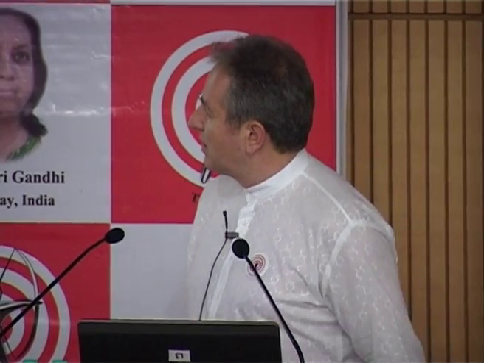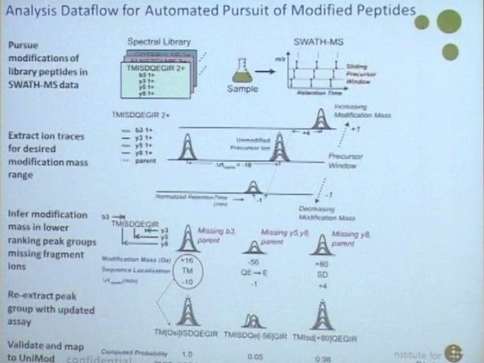So this is the way that we have utilized this at the moment. If we do a SWATH analysis, we have a spectral library which contains all of the fragmentation profiles for peptides that we're interested in. Take the sample, do our SWATH analysis. And then we take this software component and we extract the ion traces for desired modification mass ranges.